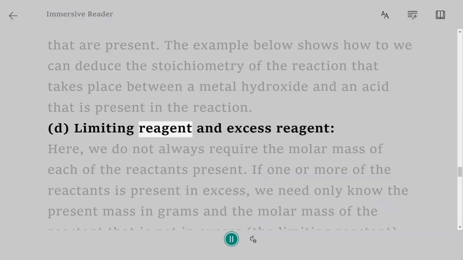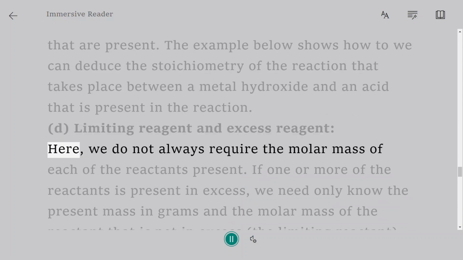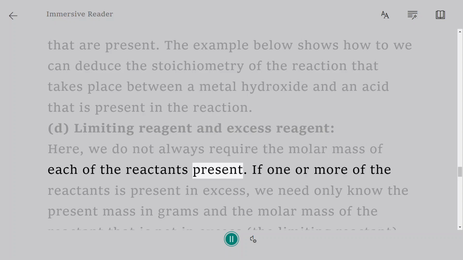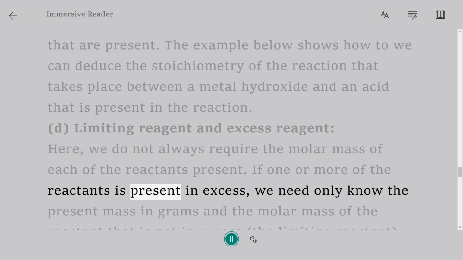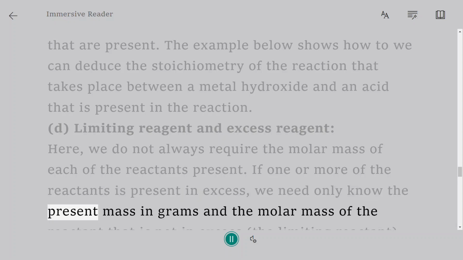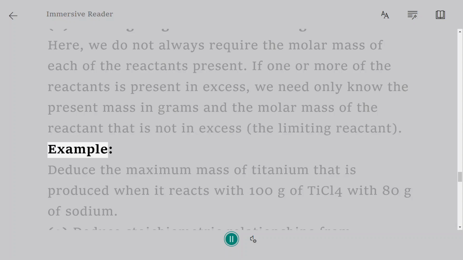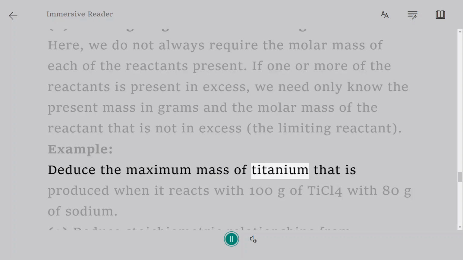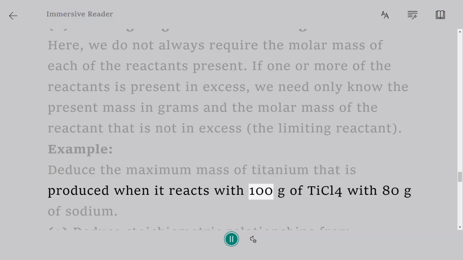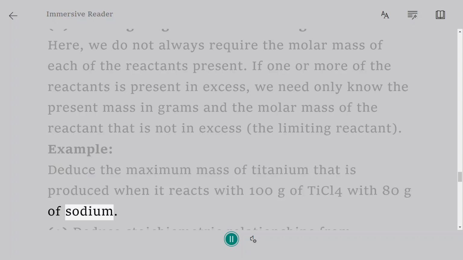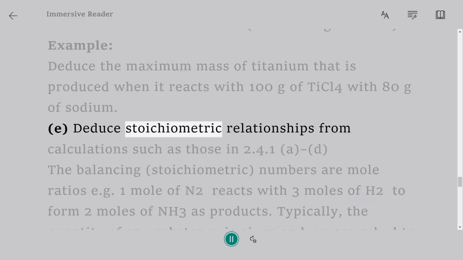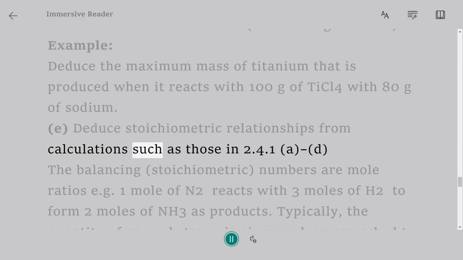D. Limiting reagent and excess reagent. Here, we do not always require the molar mass of each of the reactants present. If one or more of the reactants is present in excess, we need only know the present mass in grams and the molar mass of the reactant that is not in excess, the limiting reactant. Example: deduce the maximum mass of titanium that is produced when 100 g of TiCl4 reacts with 80 g of sodium.